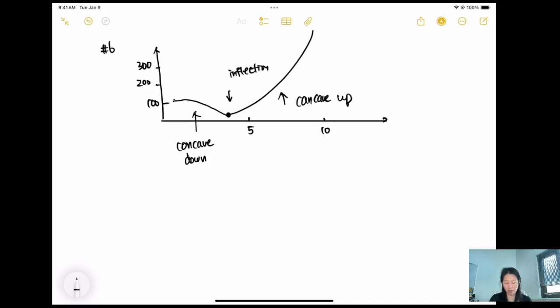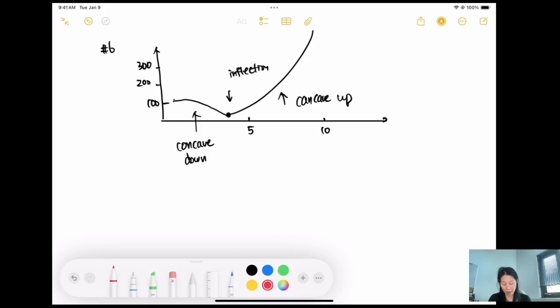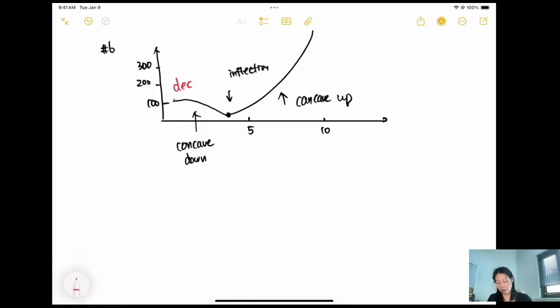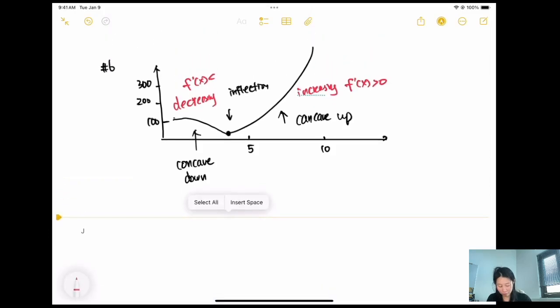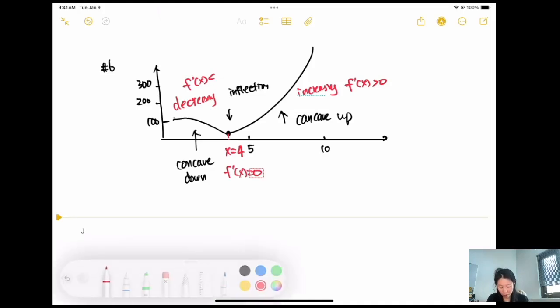But we don't need to discuss concavity in here because we're trying to draw a graph about the first derivative. We just need to worry about, hey, this is decreasing and this is increasing. Increasing means f prime of x greater than 0. Decreasing means f prime of x less than 0. At that point, maybe x equals 4, f prime of x equals 0.